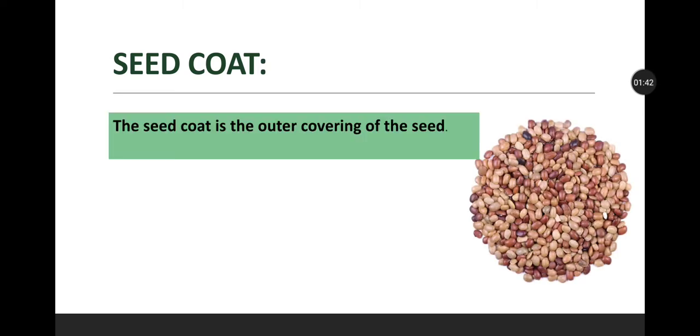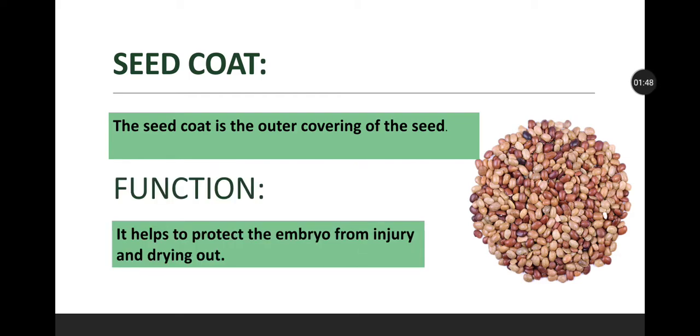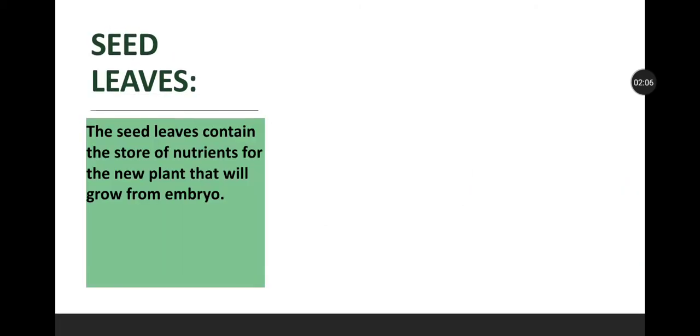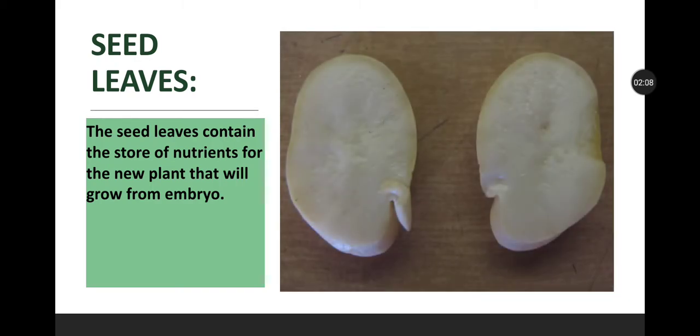Seed coat. The seed coat is the outer covering of the seed. It helps to protect the embryo from injury and drying out. So we can say that along with the embryo's safety, it also helps the seed leaves to store their nutrients. Seed leaves. The seed leaves contain the store of nutrients for the new plant that will grow from the embryo.